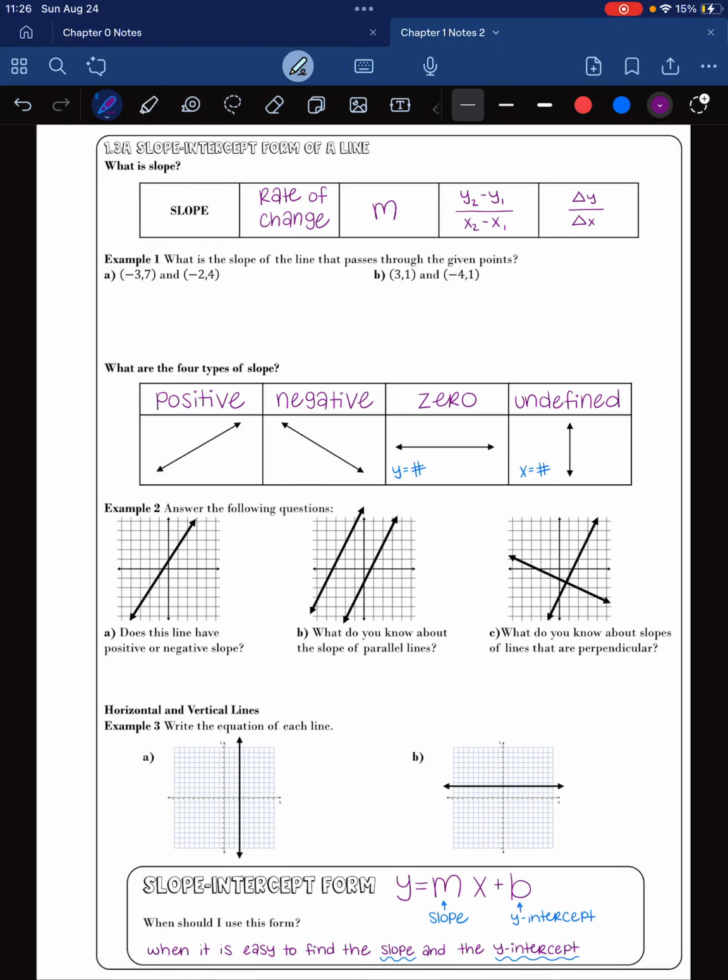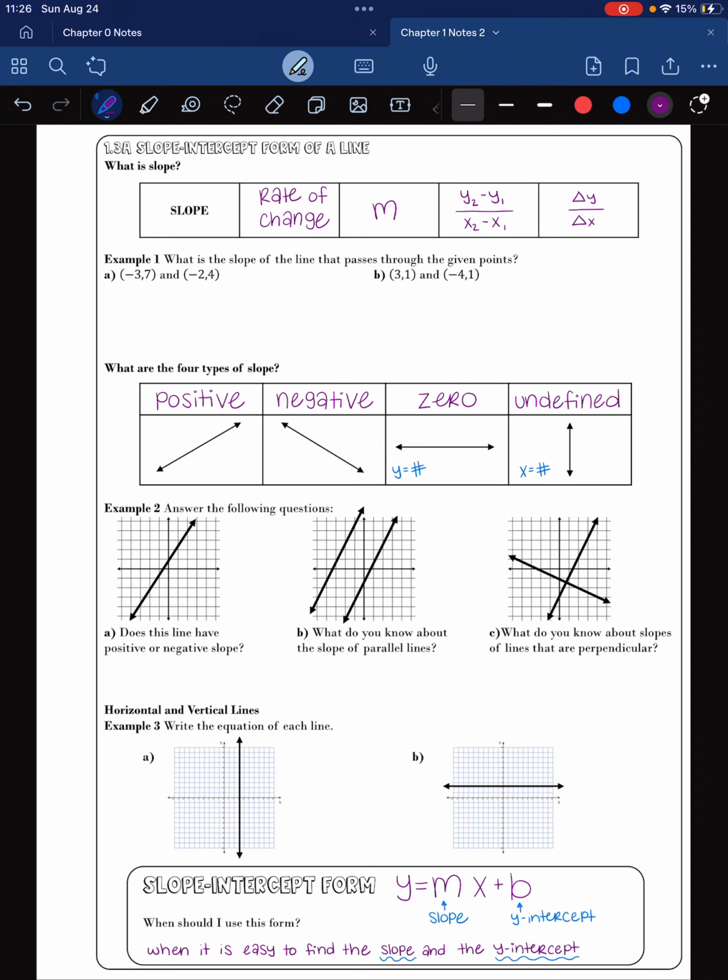Hey y'all, we're here for 1.3, and 1.3 looks at different equations of lines. In 1.0 we looked at what is the standard form of a line. In 1.3a we're going to look at slope-intercept form, and in 1.3b tomorrow we are going to look at point-slope form.